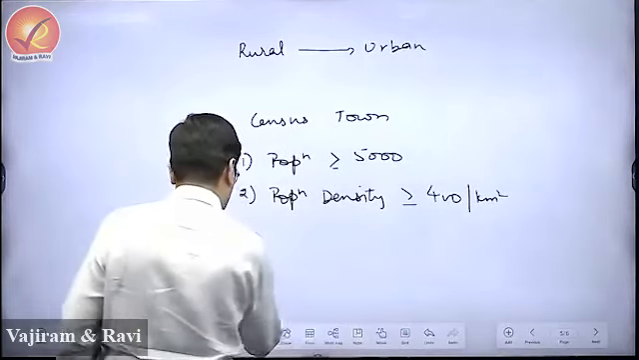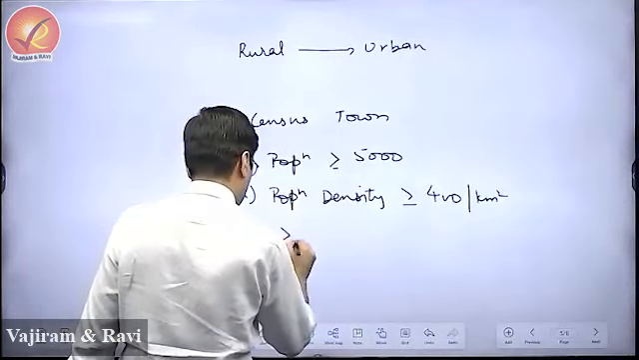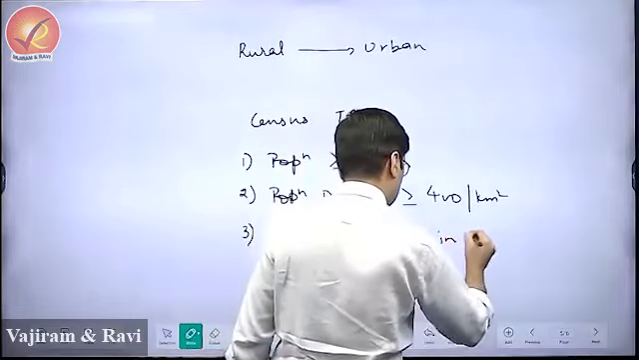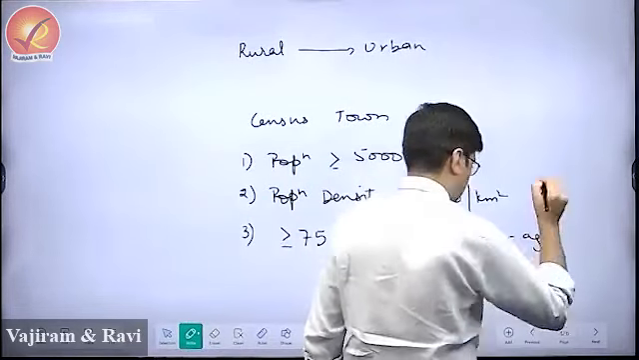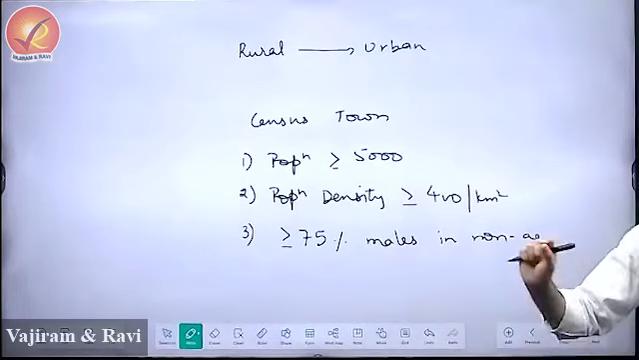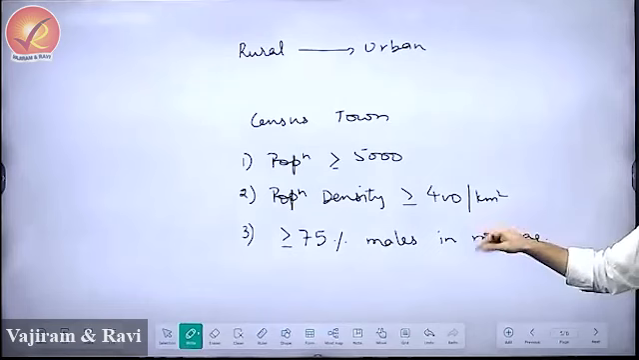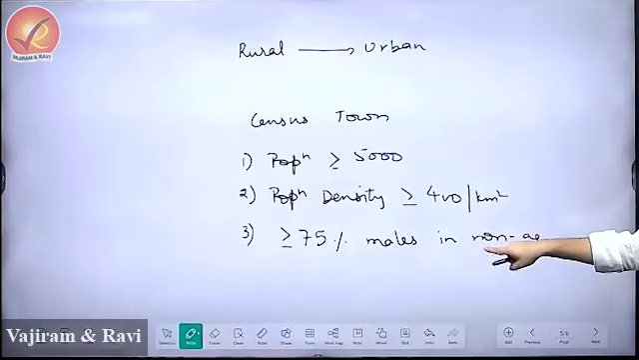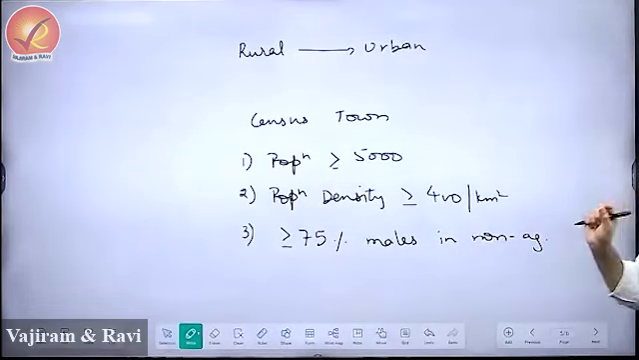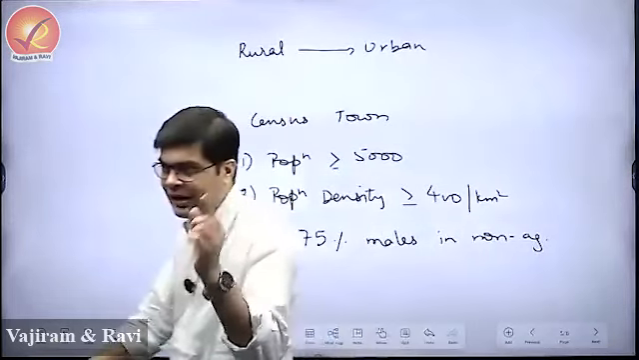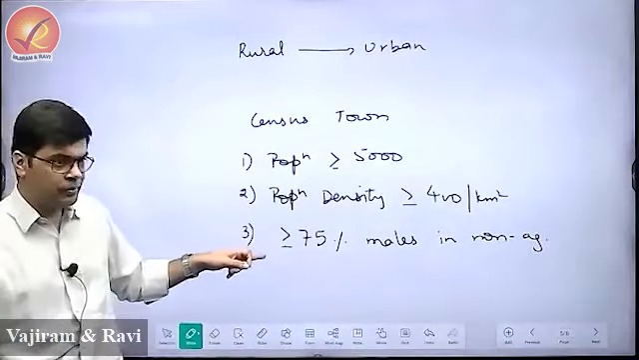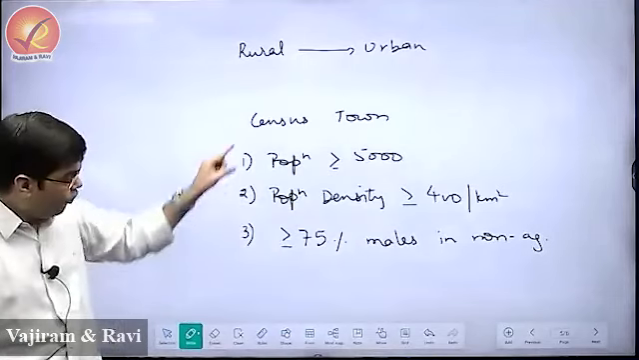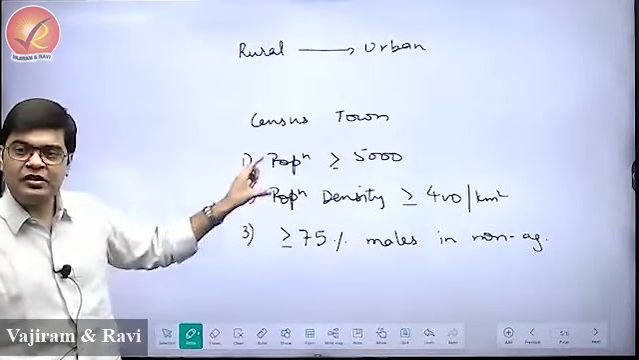Third, at least 75% of the males, not the total population, at least 75% of the males should be engaged in activities other than agriculture. Okay? So all the three criteria have to be satisfied. At least 75% of the males should be engaged in activities other than agriculture. If all the three criteria are satisfied, then it will be called a town.